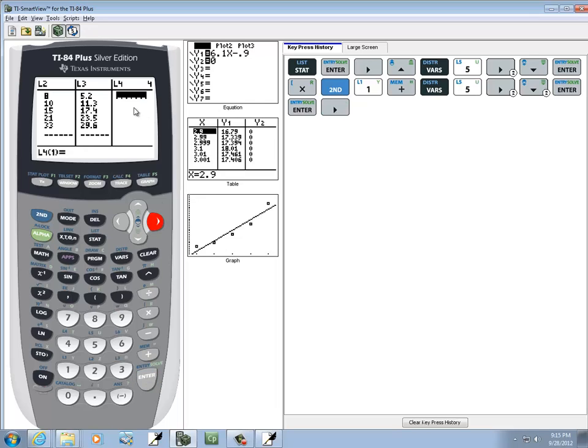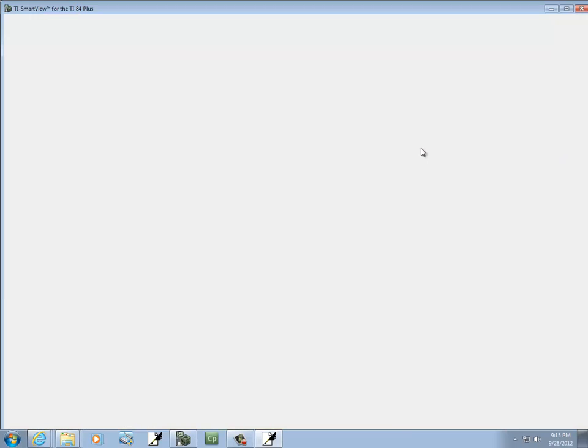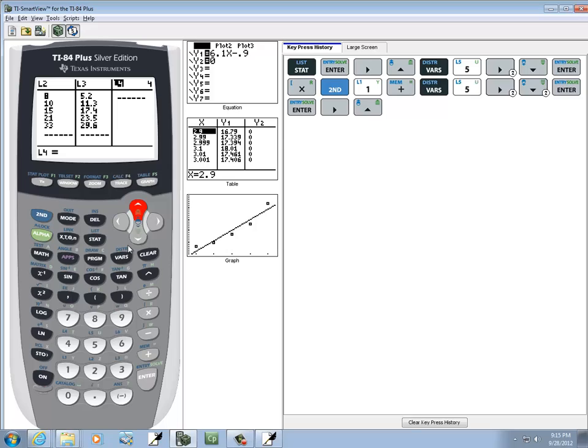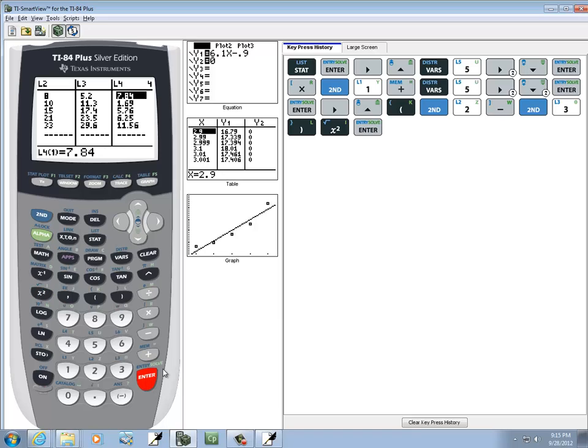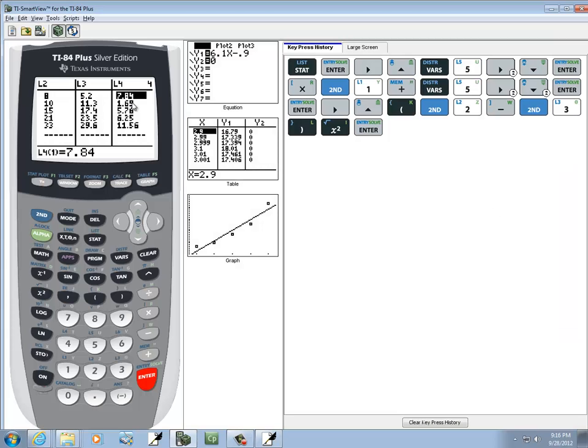Now I'm going to right arrow over to L4, and I'm going to up arrow and highlight L4, and I'm going to go ahead and put all this in at once. I'm going to do y minus y-hat squared. So L4 has got to be highlighted. We'll press beginning parentheses. Y is in L2, so I'll do second 2 minus y-hat, which is in L3, so do second 3, closing parentheses, and then squared, and press enter. And you see I got 7.84, 1.69, 5.76, so it's the same numbers we came up with right here.